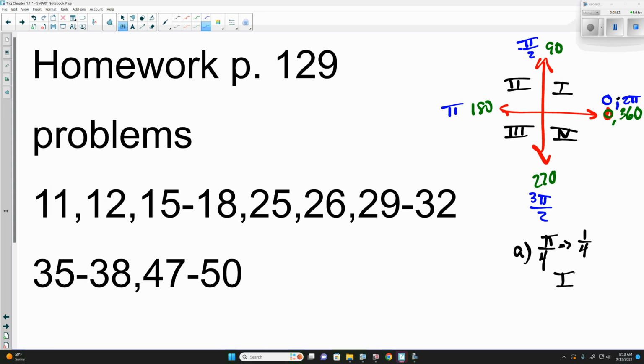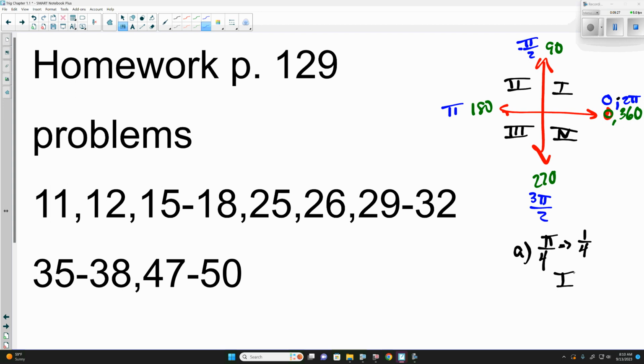See here, 17, 18. Find the complement and supplement of each angle, if possible. So subtract it from pi over 2. For complement, supplement, we subtract it from pi. Not every one of these angles will have a complement, but every one of them should have a supplement. The only way they won't have a supplement is if it's bigger than pi, 1 pi, and it won't have a complement if it's bigger than pi over 2. So that's 17, 18. 25, 26.